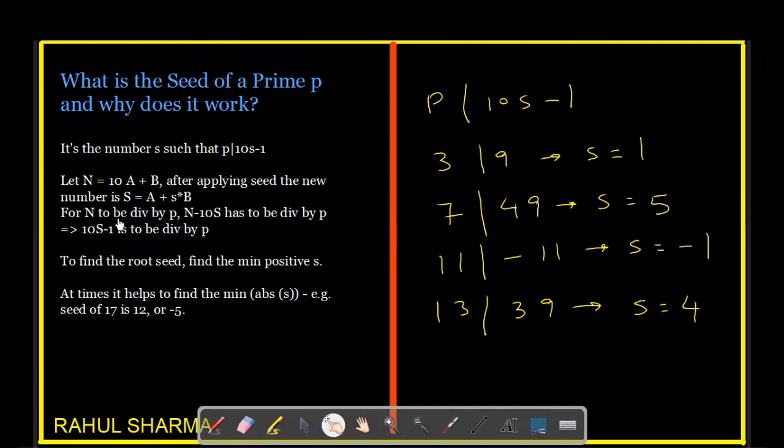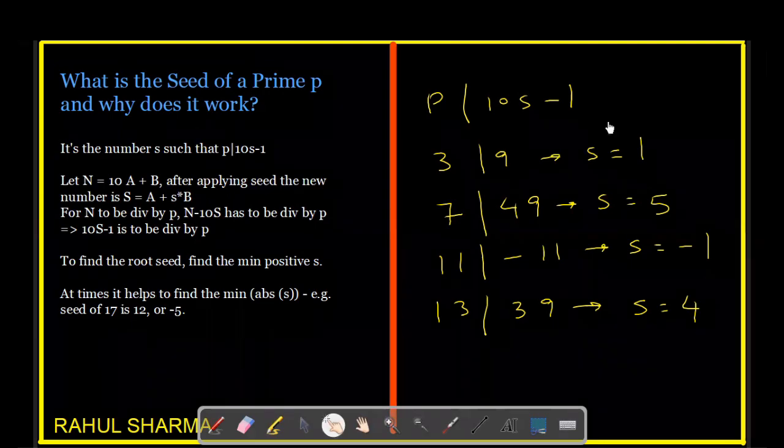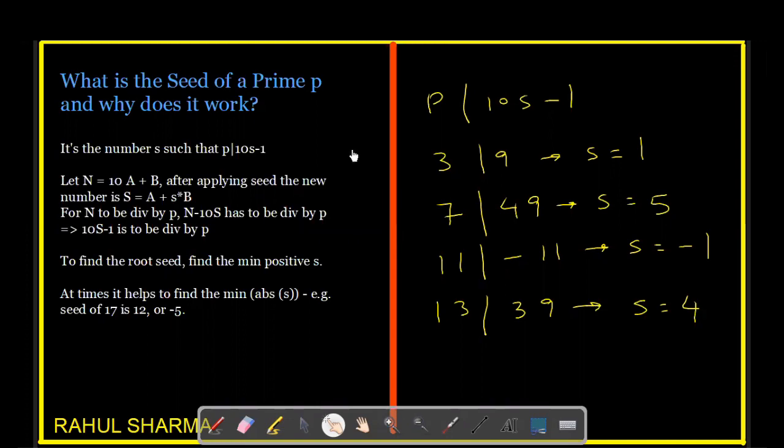So for the number to be divisible by p, a plus s b has to be divisible by p. This implies 10s minus 1 has to be divisible by p. I hope students can see this. In fact, what we discussed previously, that a prime p can have multiple seeds, holds true, because s can also take multiple values. For 3, s can take a value of 4 also, because 3 divides 39. S can take a value of minus 2 also, because 3 divides minus 21.